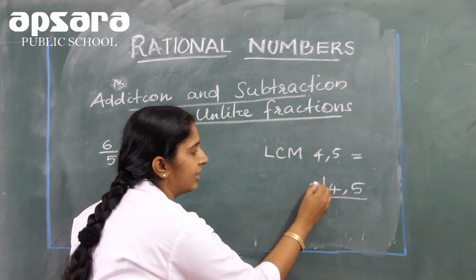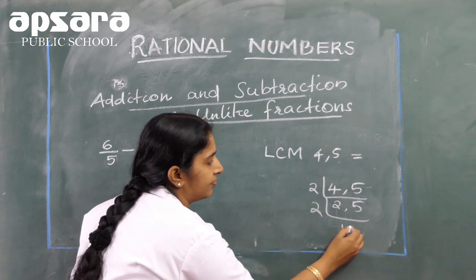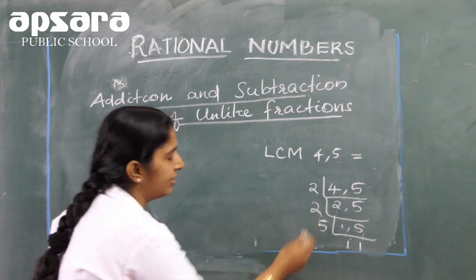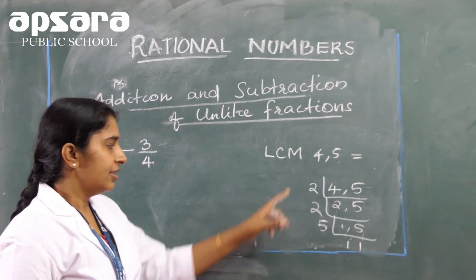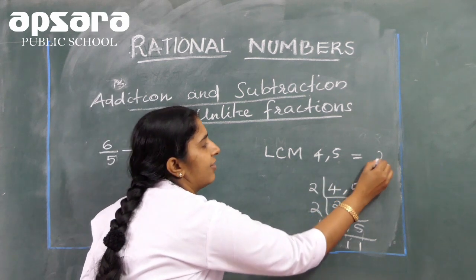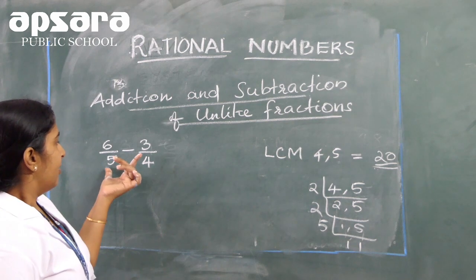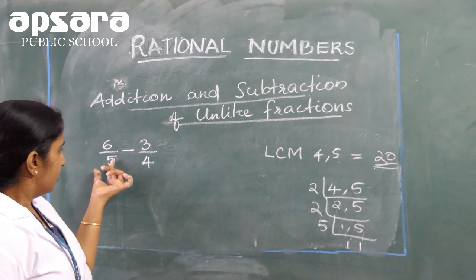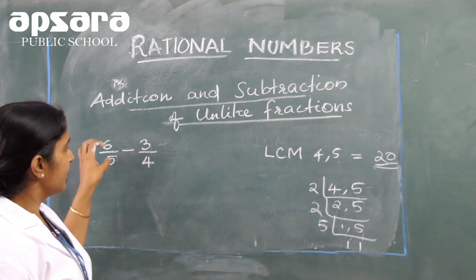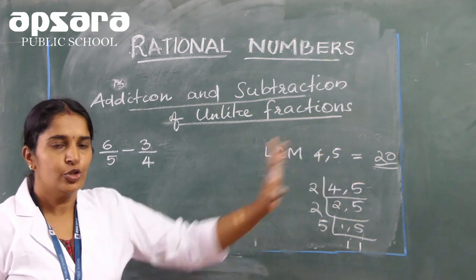Can you do it? Get the answer fast, children. You are getting the factors as 2, 2 and 5. Now multiply 2 into 2, 4, 4 5s are 20. LCM of 4 and 5 is 20. Now what is our next step? Take the two denominators, 5 and 4, and convert these two fractions to fractions where the denominators are equal to 20.